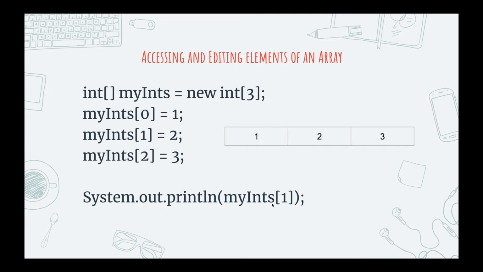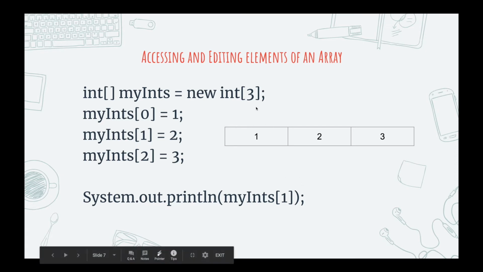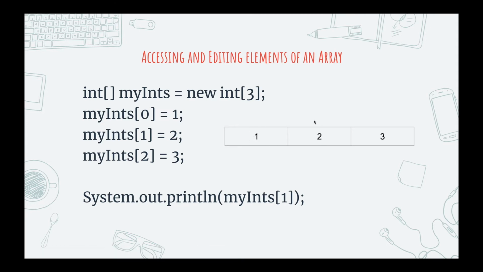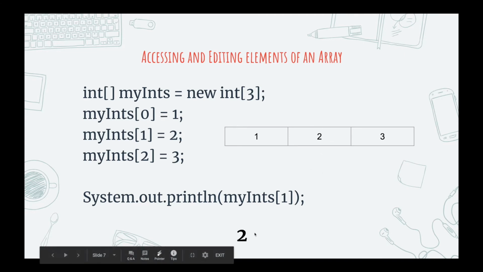And if I tell the compiler to print out position 1's value, and we access it by the identifier, and then a bracket that has the position that we want, it's going to print out position 1. So position 0 is 1, and then position 1 is going to be 2. And it prints out 2. 0, 1, 2.